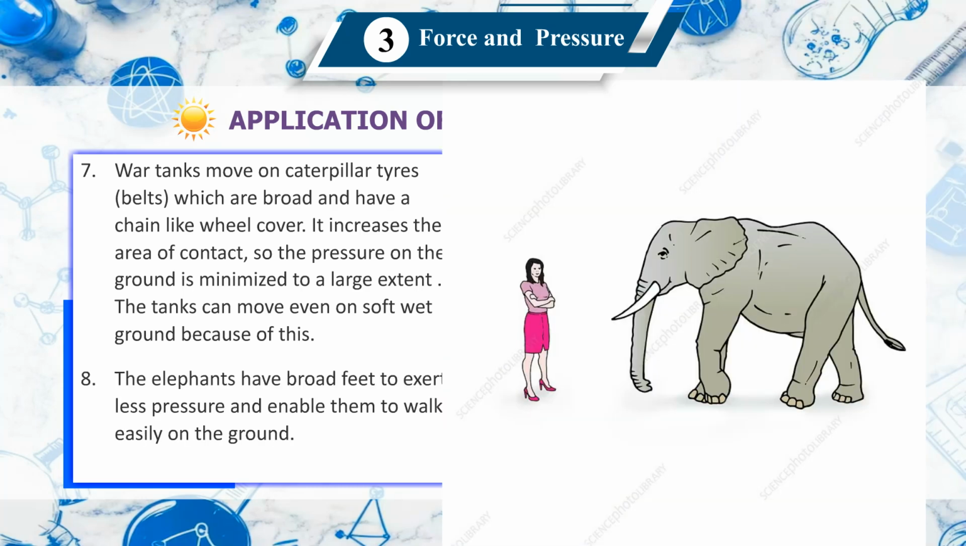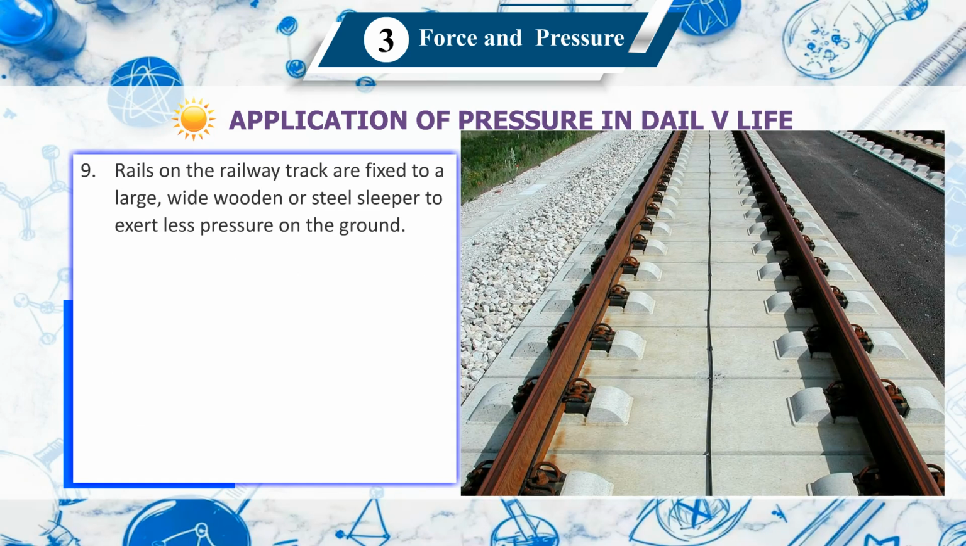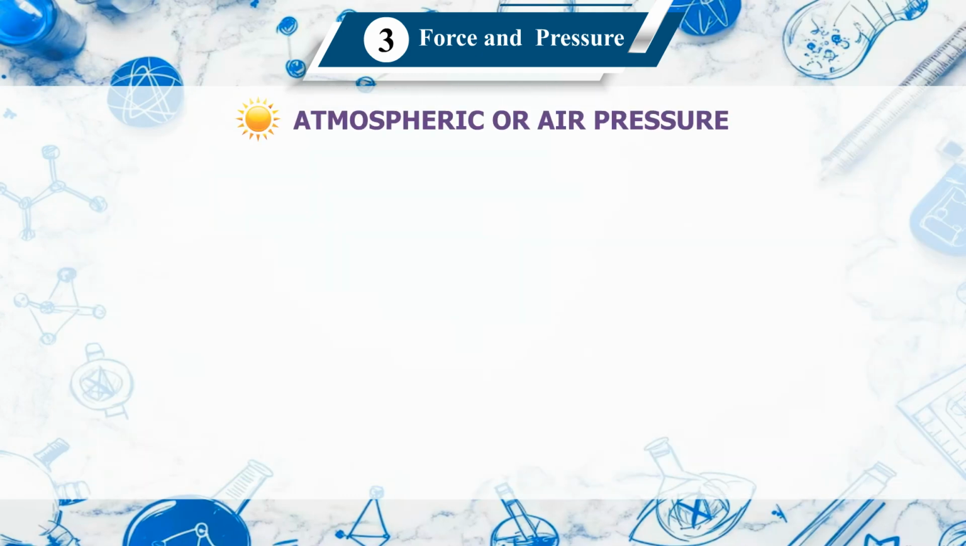Eighth, elephants have broad feet to reduce the pressure and enable them to walk easily on the ground. Ninth, rails on the railway track are fixed to a large, wide wooden or steel sleeper to exert less pressure on the ground.